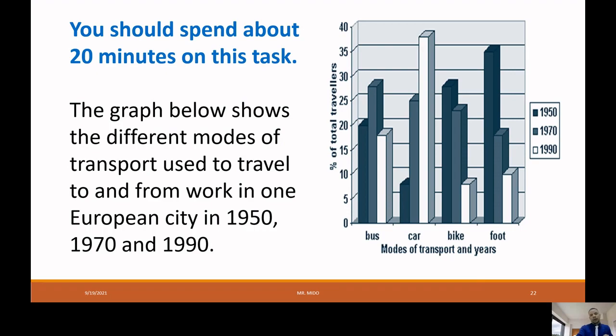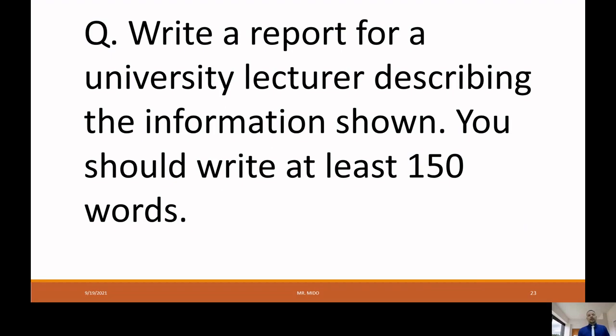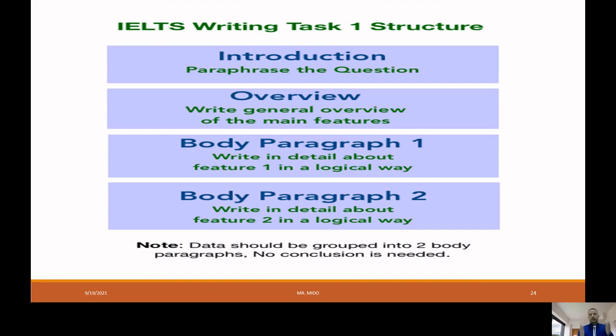And you have to understand about what? About the travel, transport, transportation means like bus, car, bike, and on foot. When? About the 3 times of the year. That's it. And about travelers, total of travelers, percentage. So we have 5%, 10%, 15%, 20%, till 40%. Let's go. This is the question now. After the question statement: write a report for a university lecturer describing the information shown. You should write at least 150 words. Let's go.